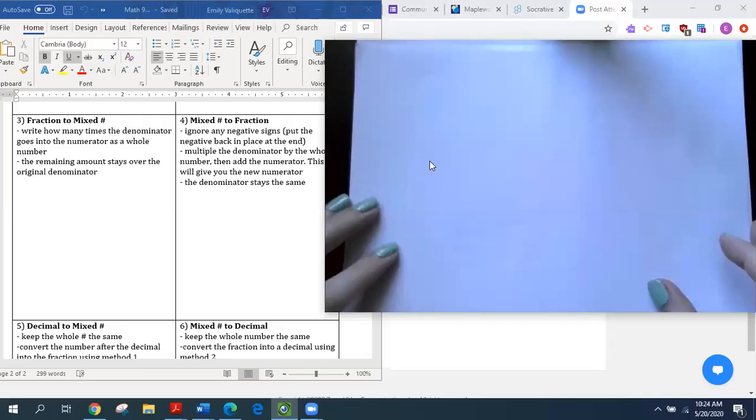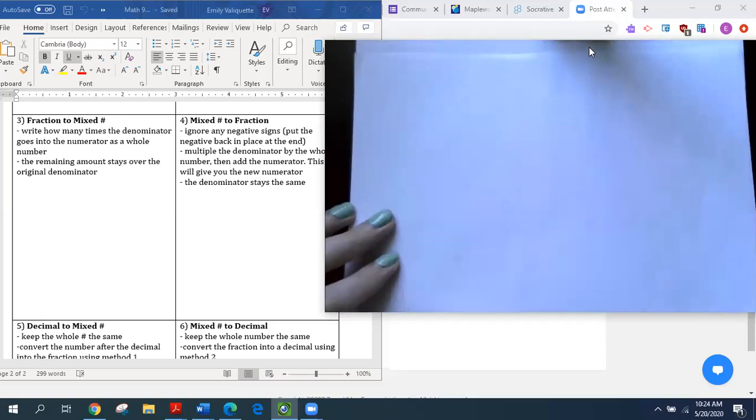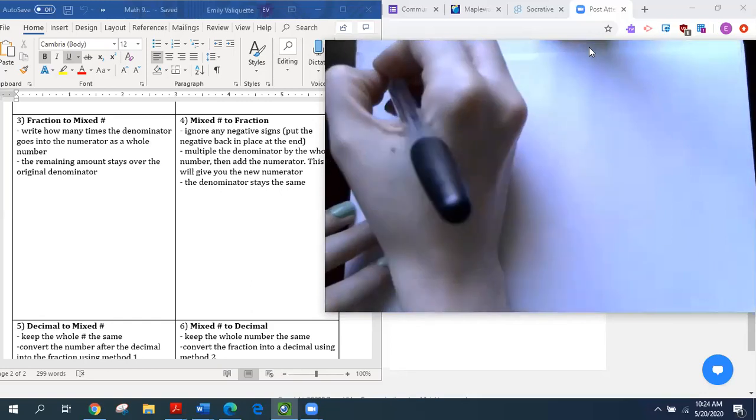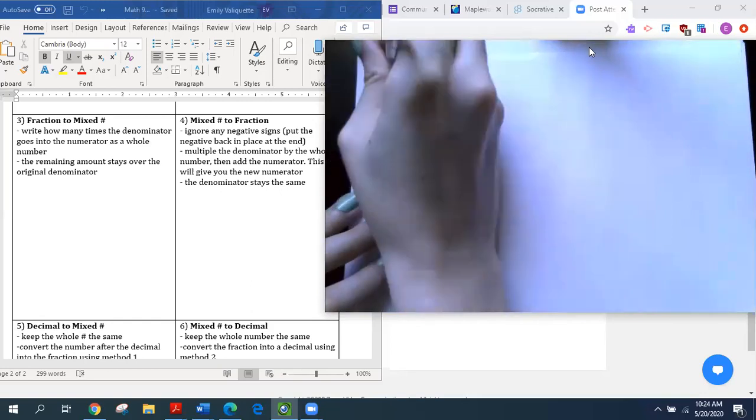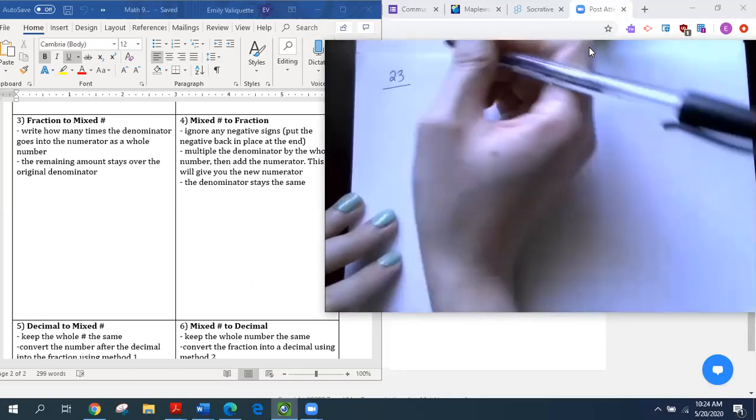Okay, next we're going to go between a fraction and a mixed number. So in this case, your fraction is going to be an improper fraction. So for example, I might have like 23 over 5.